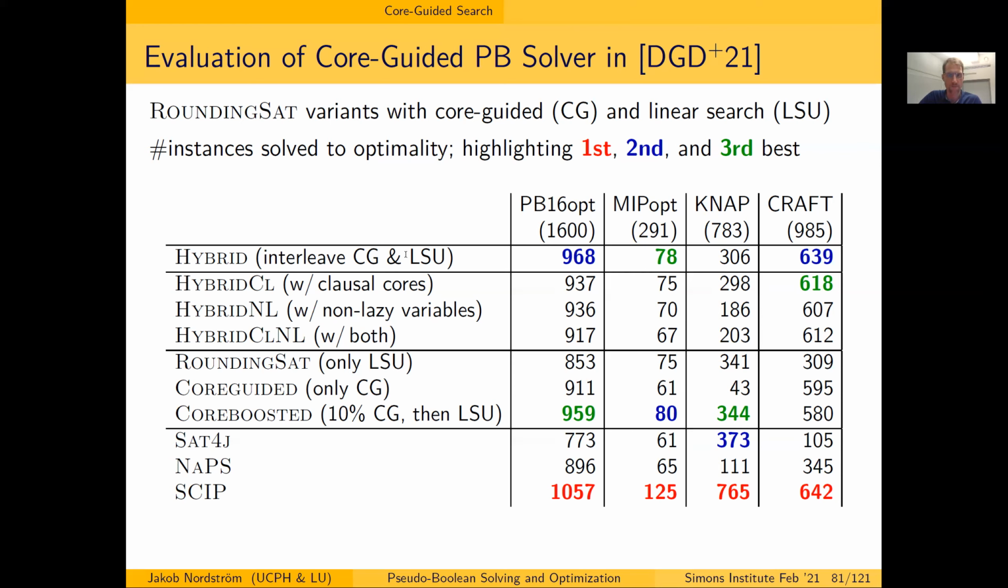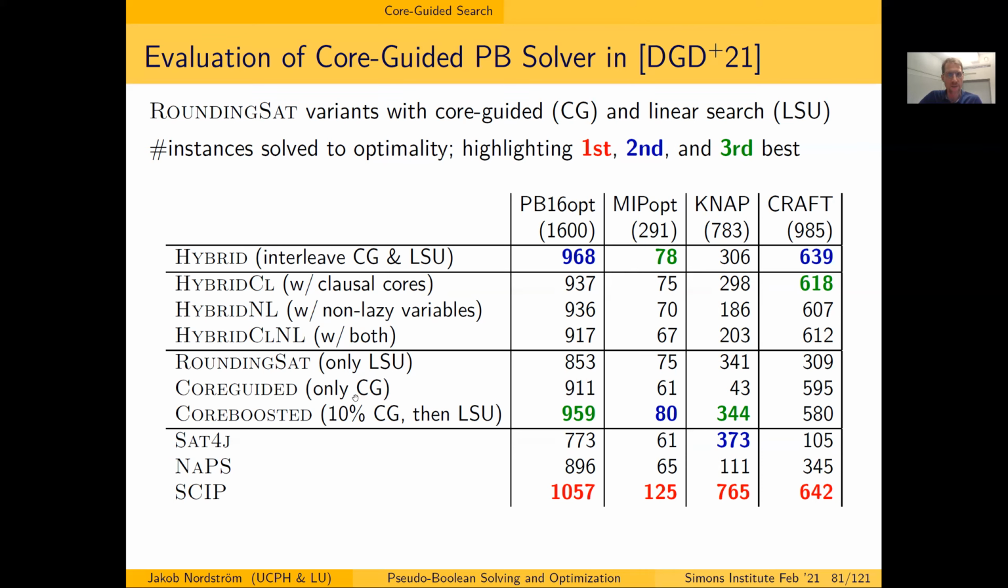Another very competitive approach, as we can see, is the core-guided approach where you don't interleave, but 10% of the time we run core-guided search and then we switch, and until the timeout we just run linear search. That's also very good.